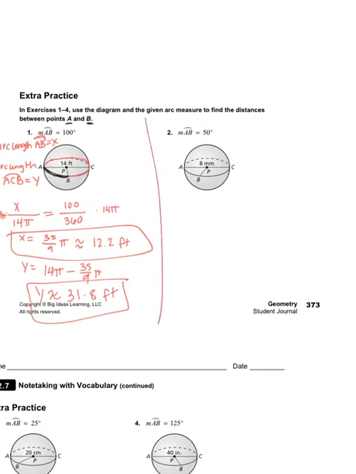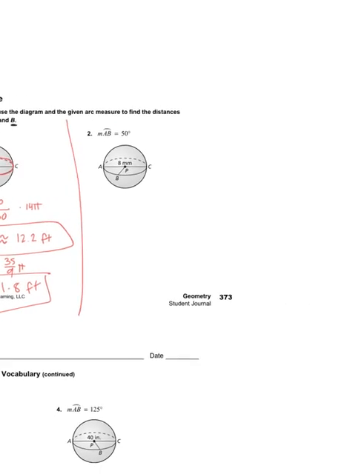So let's do the same thing with question 2. For question 2, we're given that the measure of AB is 50 degrees, which means that the corresponding central angle is also going to be 50 degrees. I'm also given the diameter is 8 millimeters. So I'm trying to find the two different distances. So again, I'm going to call arc length AB x, and I'm going to call arc length ACB y.